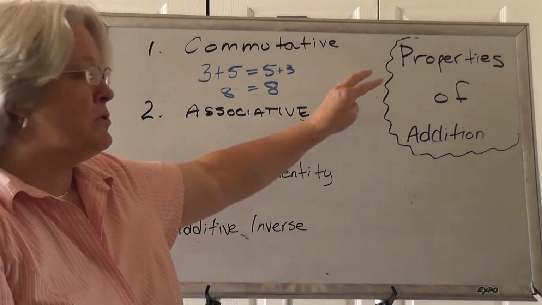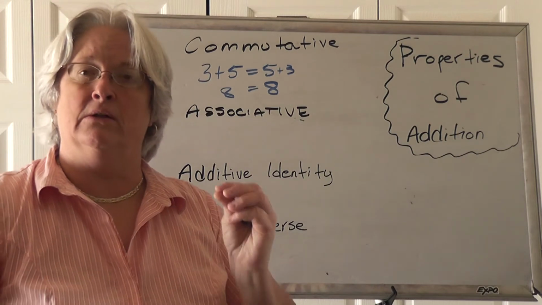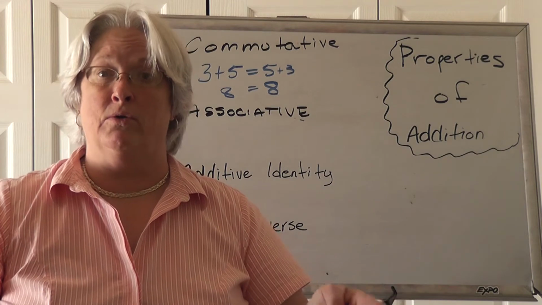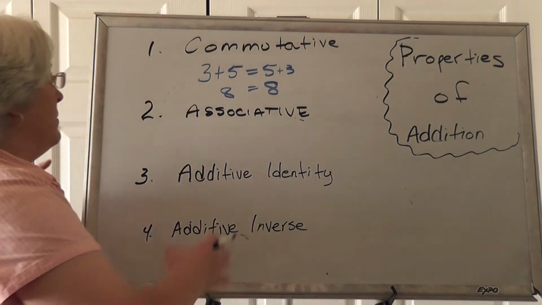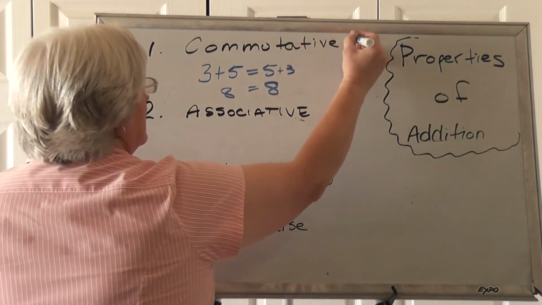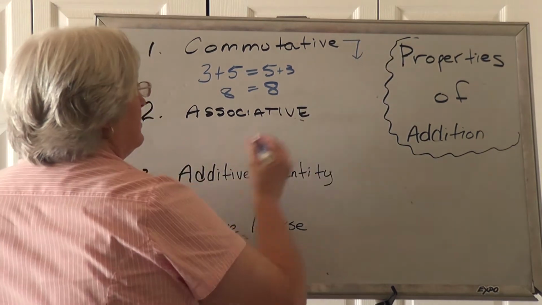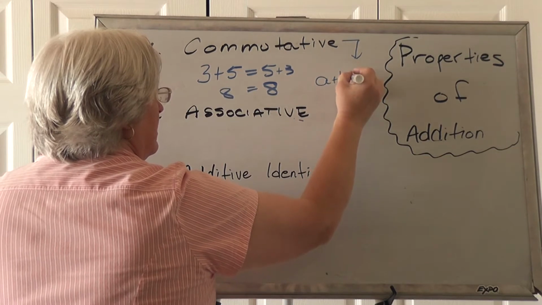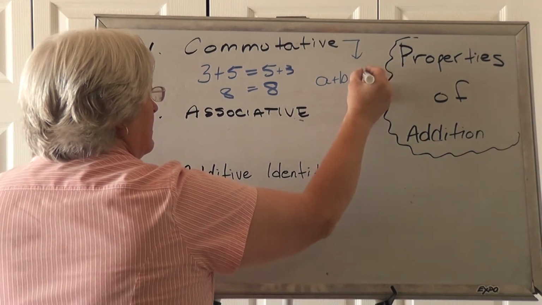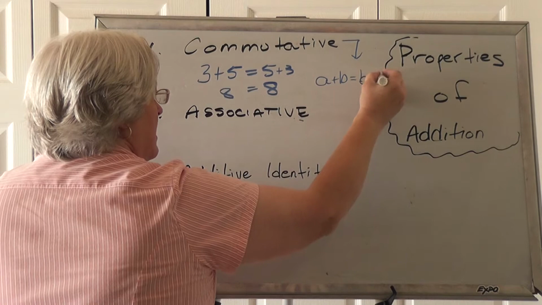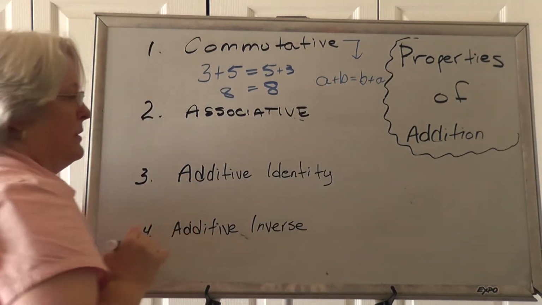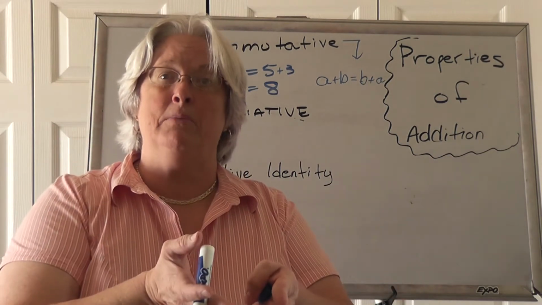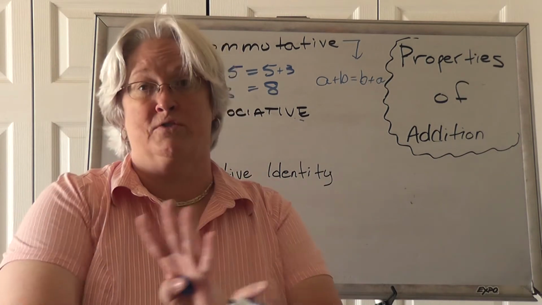And of course, since in algebra we're learning to use letters to represent any number at all, and those letters are what we call variables, we can write a picture using variables of the commutative property by saying if we have any two numbers, a and b, any two values, a and b, we can say a plus b is the same as b plus a. It doesn't matter who's first.